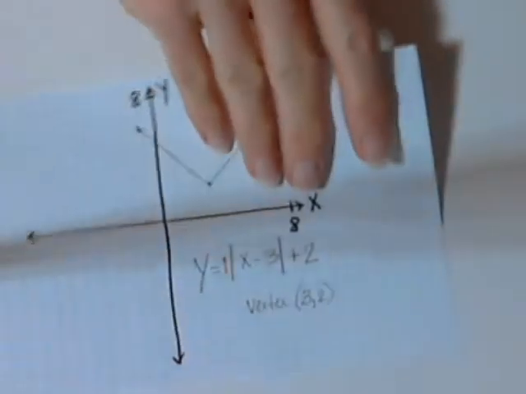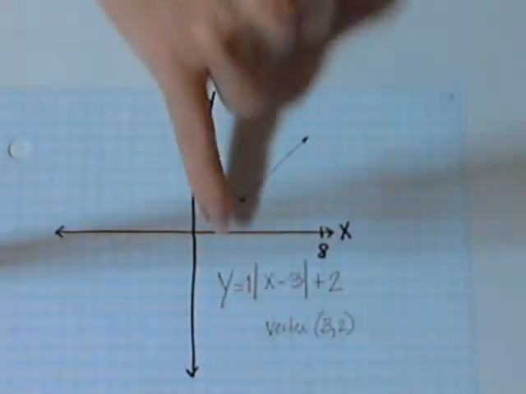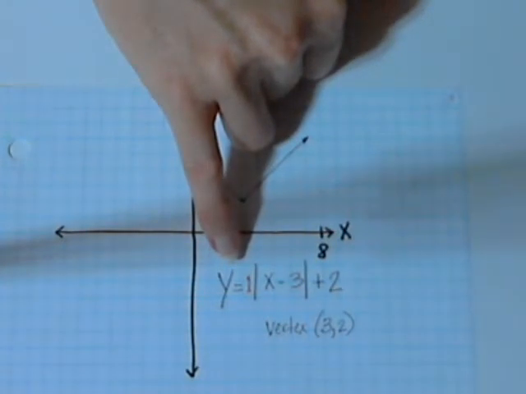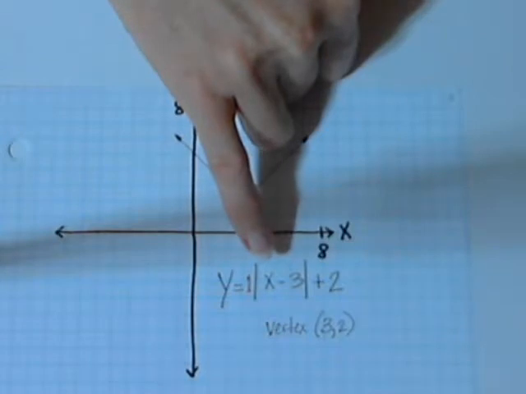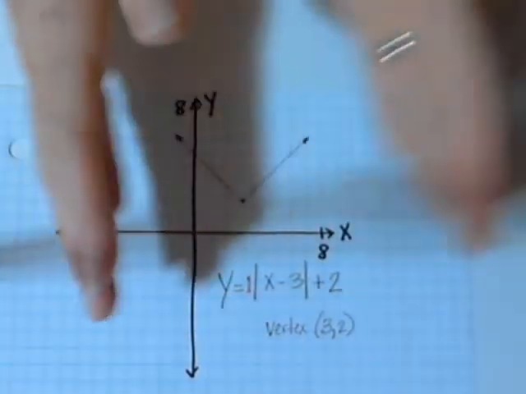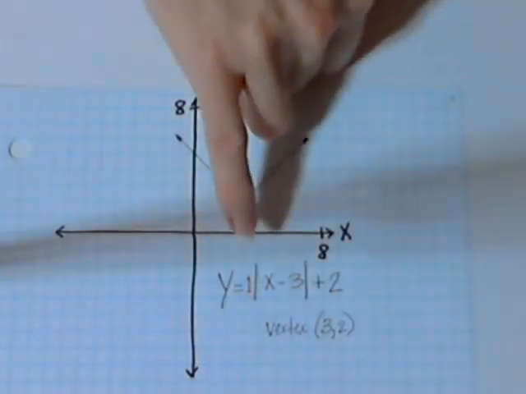So let's look at a transformed graph of an absolute value. If we have y, and remember y is f of x, is equal to, and I put in the 1, we're going to look at some not changed as far as the width is concerned, absolute values and quadratics.